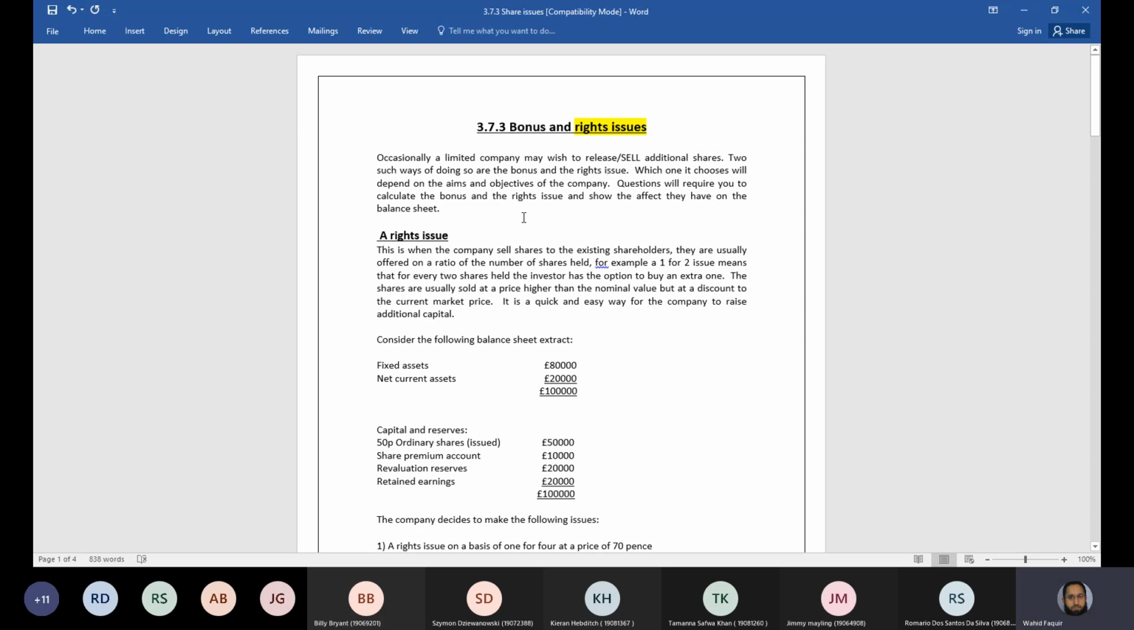Two such ways of doing so are the bonus and the rights issue. Which one it chooses, it will depend on the aims and objectives of the company. As I've said, Darren will do bonus issue with you. Questions will require you to calculate the bonus and the rights issue and show the effect they have on the statement of financial position. And, can you write this down? And the SOCI table.